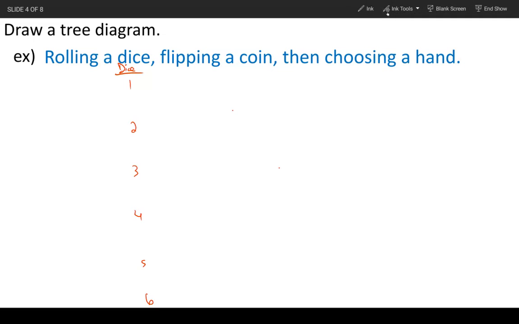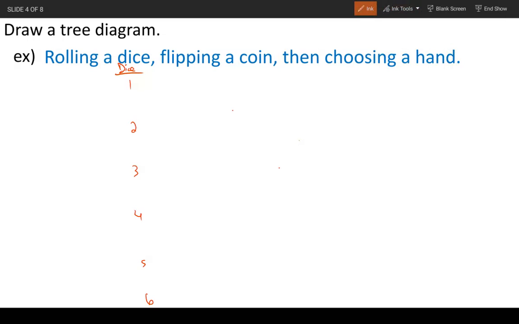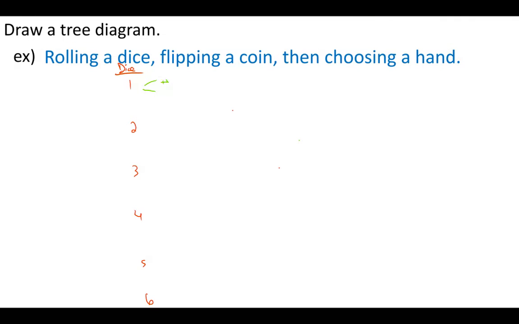All right, then from each of these, you flip a coin. A coin could either be heads or tails. So each of these is going to get a heads option or a tails option.